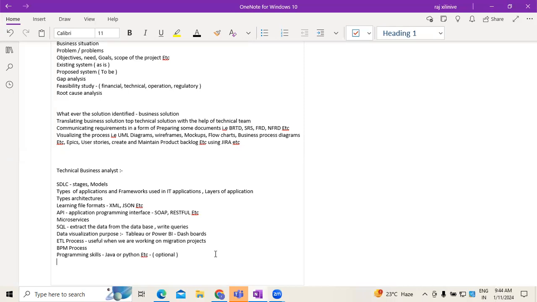So this is all about this, and from tomorrow onwards, we'll be discussing the models of SDLC, followed by the types of application frameworks. All these things we'll be discussing from tomorrow onwards.